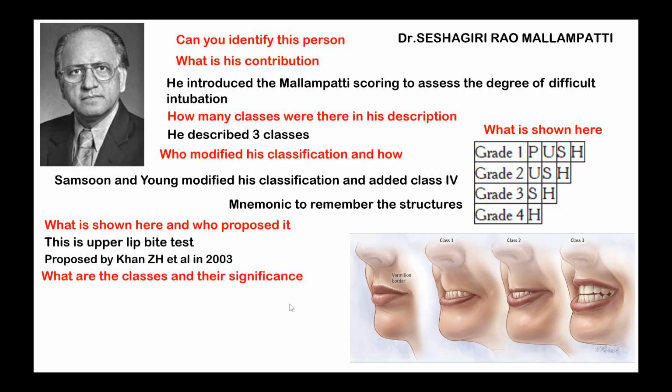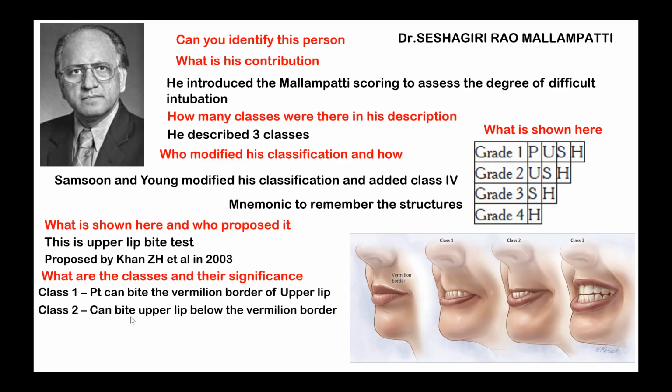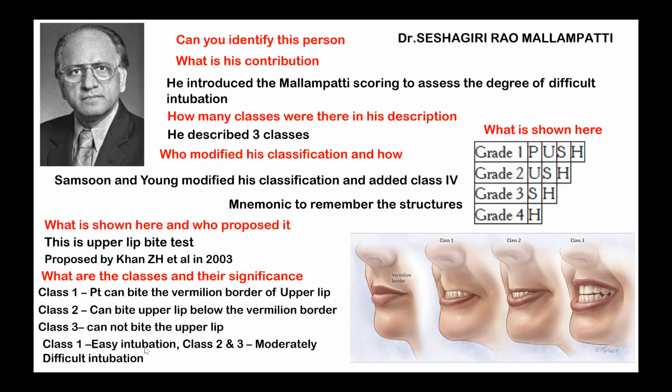So to summarize: class 1 patient can bite the vermilion border of the upper lip. Class 2 can bite the upper lip below the vermilion border. Class 3 is not able to bite the upper lip at all. Class 1 is supposed to be easy intubation. Classes 2 and 3 are more and more difficult intubation.